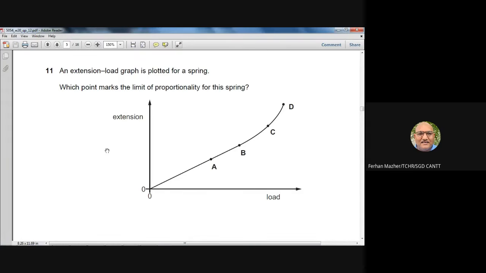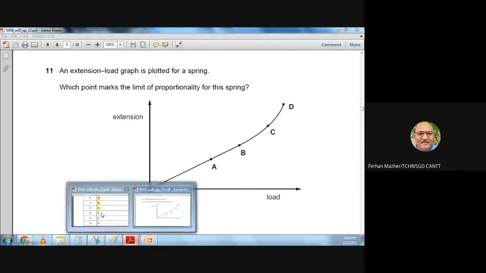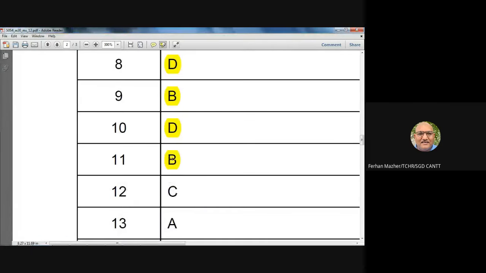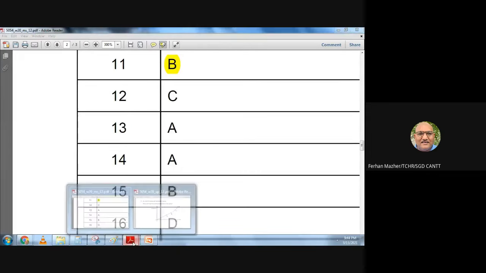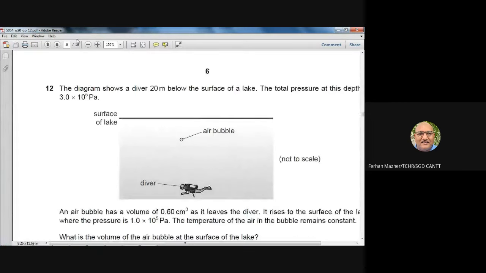So the point after which the extension and the load graph becomes a curve is known as the limit of proportionality. If you look carefully, till point B the extension load graph was a straight line. After point B, it started curving upward. So B is the limit of proportionality. So question number 11, B is the right option. Okay. Next question.